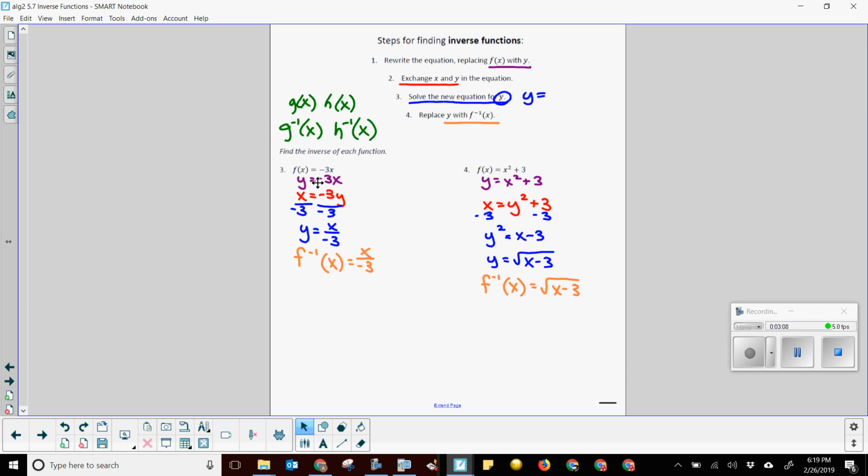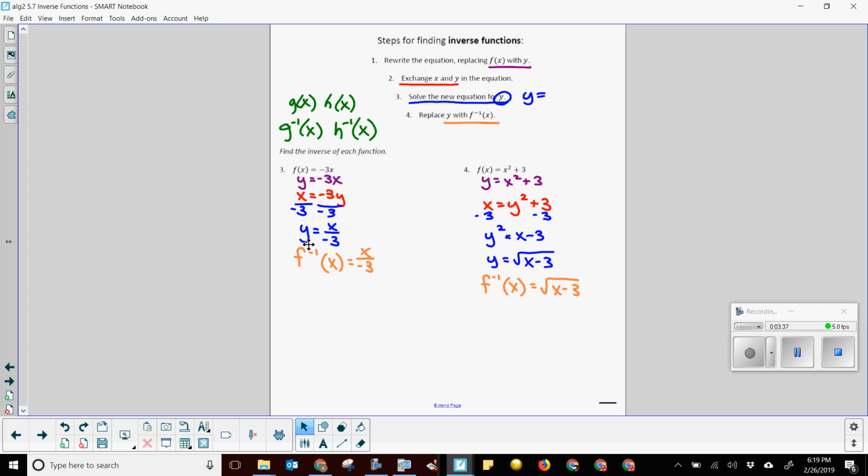So now instead of y equals -3x, it's x equals -3y. Notice, like, I didn't just switch sides or anything like that. Everything else stays. X and y switch spots. Solve the new equation for y. So get it to where it says y equals, which is why our warm-ups said solve for y. Well, I got to get this -3 out of the way, so I'm going to divide by -3. And then replace y with f to the -1, f inverse of x.